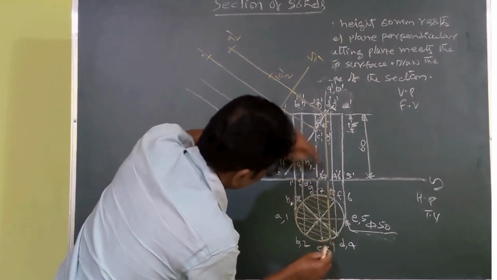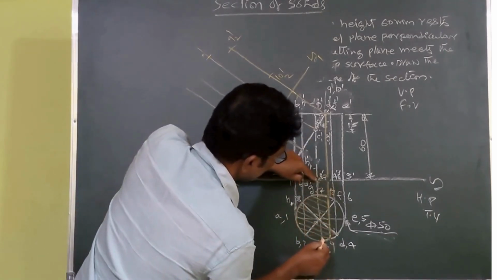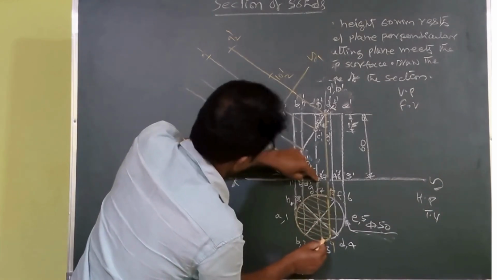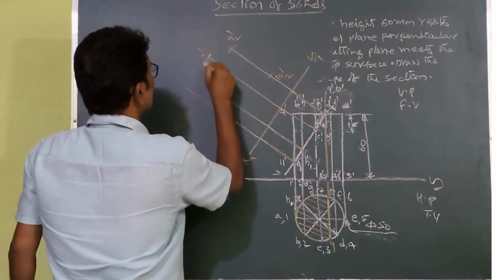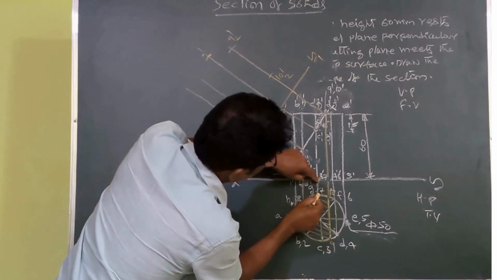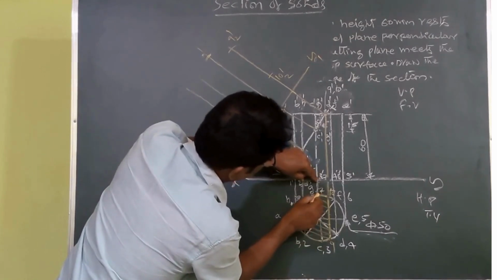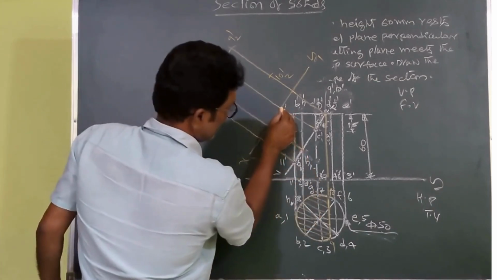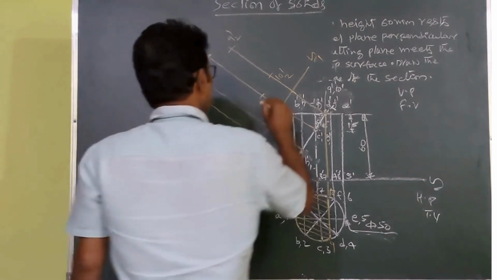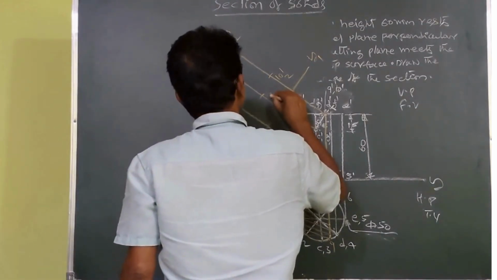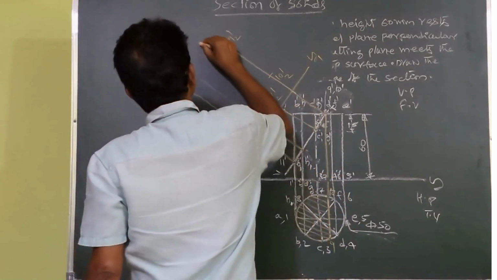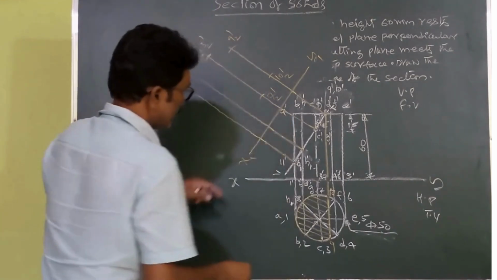This is the C2 dash. 3 dash and 3 as a radius. This is a center. You cut it here. Again, 3 dash G as a radius. This is a center. You cut this line here. This is 7-2 dash. This is 3-2 dash. Okay.